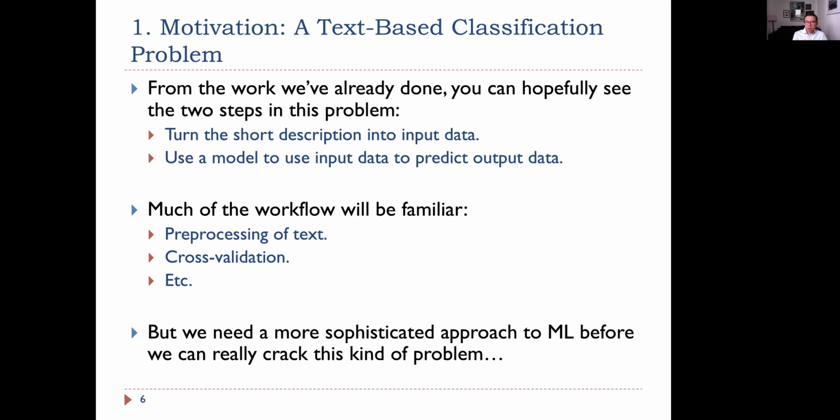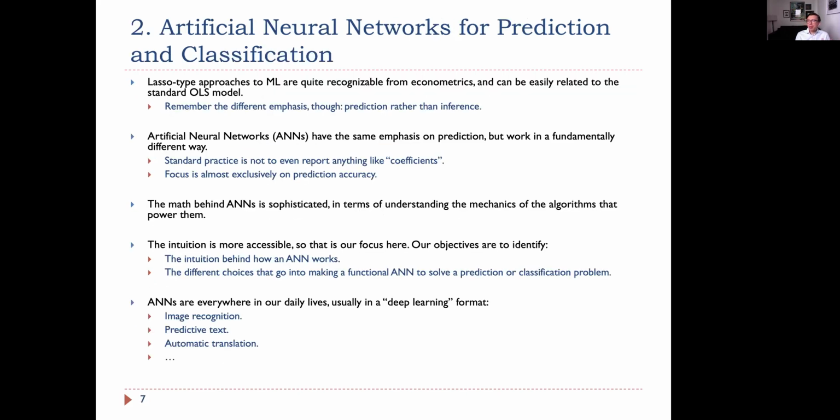Much of the workflow is going to be familiar to you. We're going to pre-process the text. We're going to use cross-validation, all these sorts of points that we've previously looked at. But before we can get very far, we need to introduce a more advanced machine learning tool, which researchers have found works pretty well with text. So that's where we're going next. I want to introduce this idea of an artificial neural network. Now, when we started talking about machine learning, we started with what I called the lasso family.